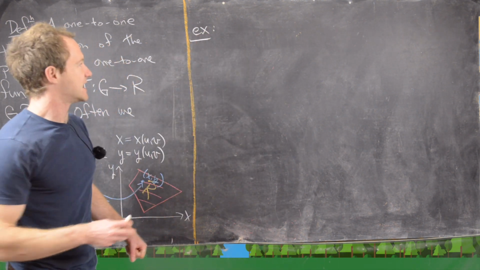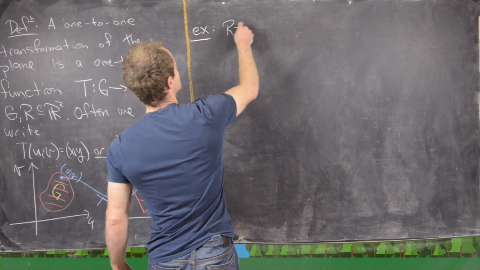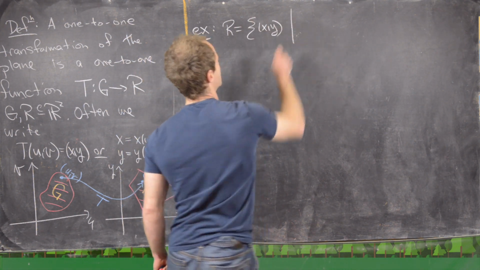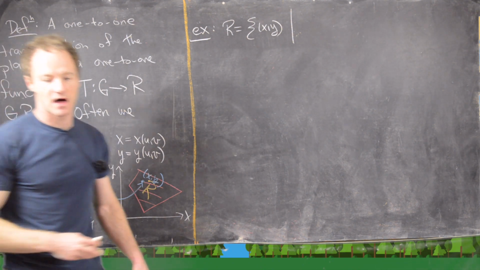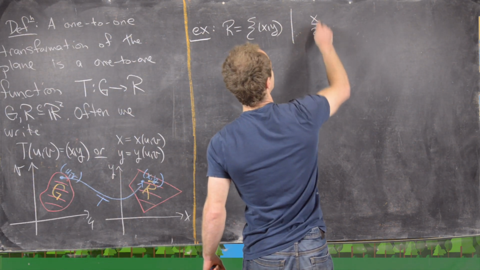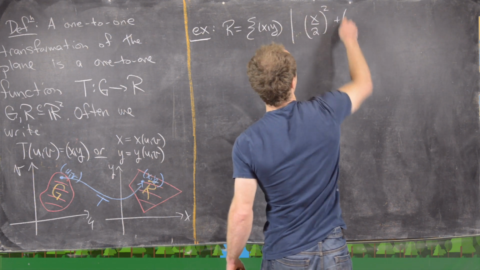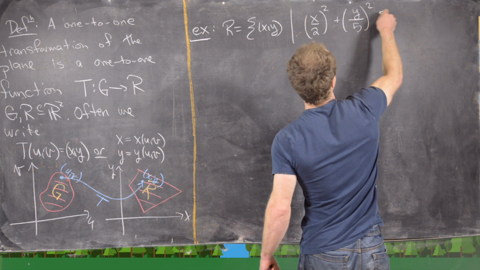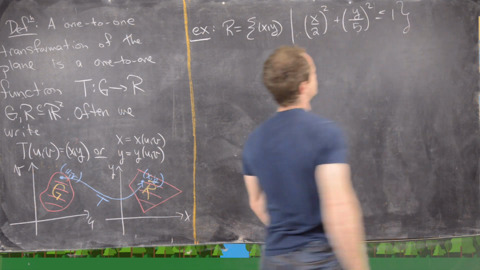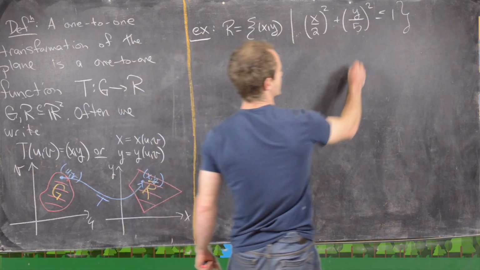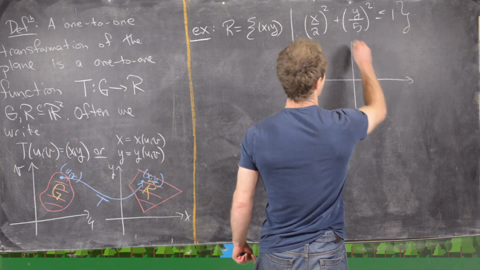So for our first example, we'll consider this region. So let's say R is equal to all points (x, y) in the plane that satisfy the following. So we have (x over 2) quantity squared plus (y over 5) quantity squared is less than or equal to 1. Okay, good. So that's going over here in the xy plane, so I'll write it on the right.